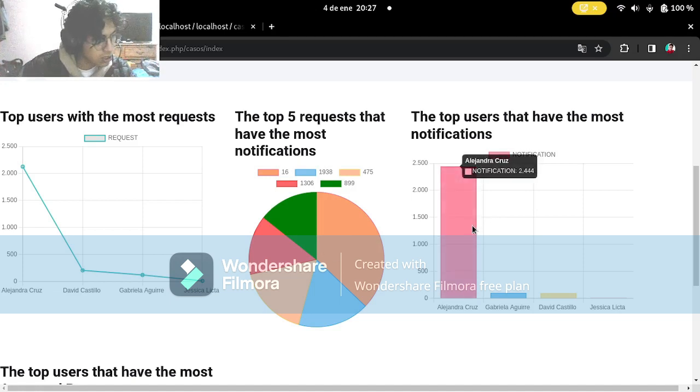Alejandra Cruz has the greatest notifications with a total of 200 444. This helps you see that only one person has the greatest amount of notifications. The other users have a low amount of notifications, less than 100.